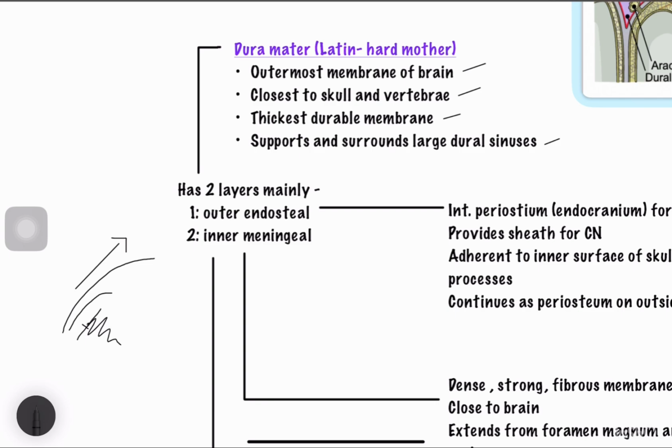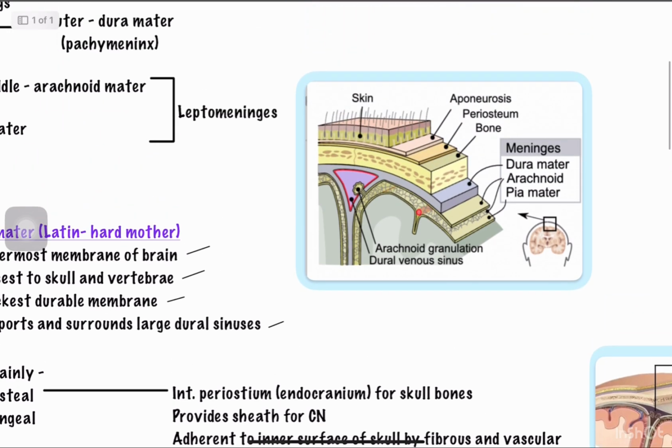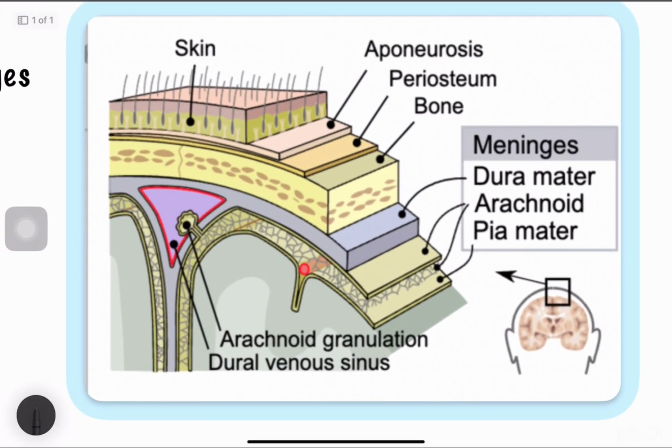So over here you can see this is the dura mater, the outer surface of the outer periosteal layer, which is continuous with the bone and the periosteum of the cranium, and the inner layer of the dura mater, which is continuous with the other meninges and the brain, closely associated with the brain.